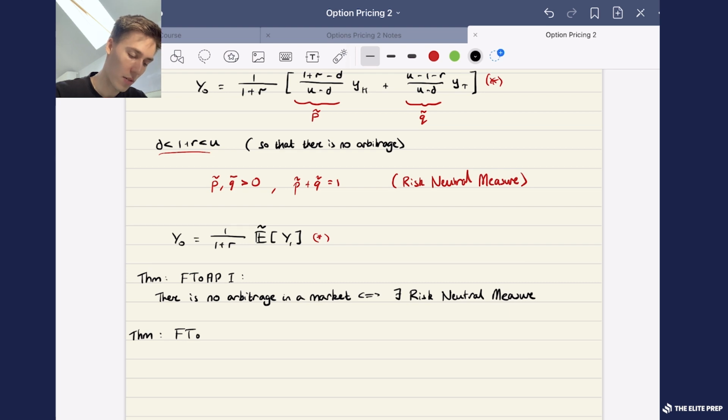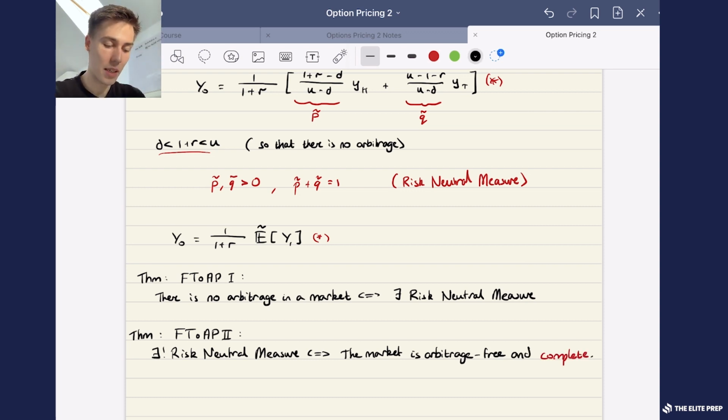It's the fundamental theorem of asset pricing, and it states that there exists a unique risk-neutral measure if and only if the market is arbitrage free and complete. So we have already discussed what it means when a market is arbitrage free.